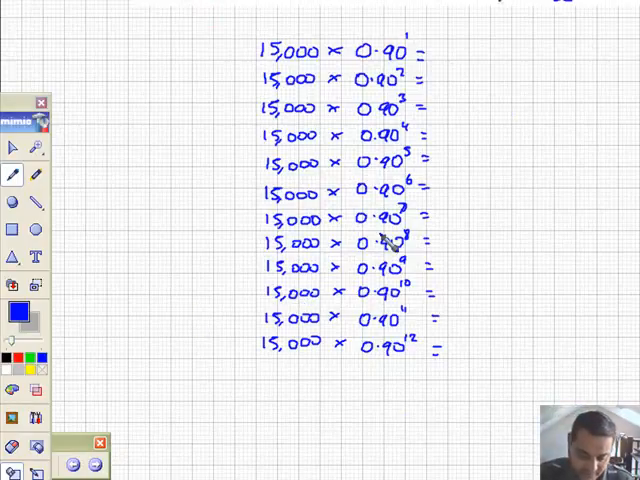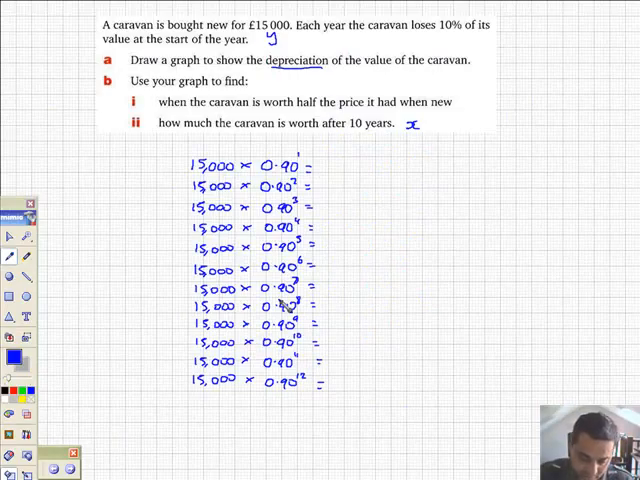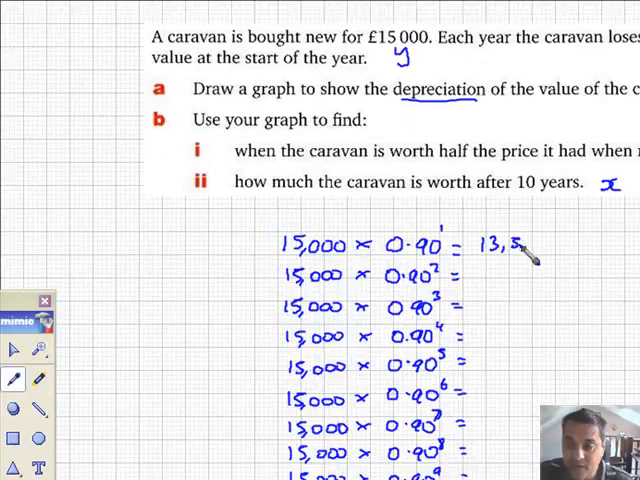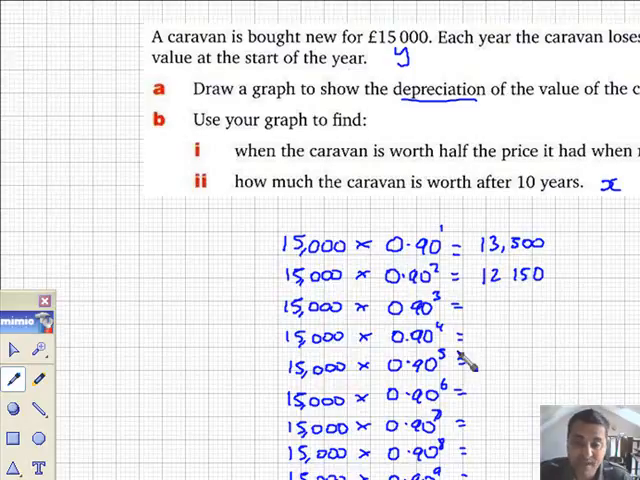Right, so 15,000 multiplied by 0.9, well, that's the power of 1. So there you go. After 1 year I'm worth 13,500. So 15,000 multiplied by 0.9 to the power of 2, that's 2 years. So I've got 12,150. After 2 years I've dropped about £3,000.